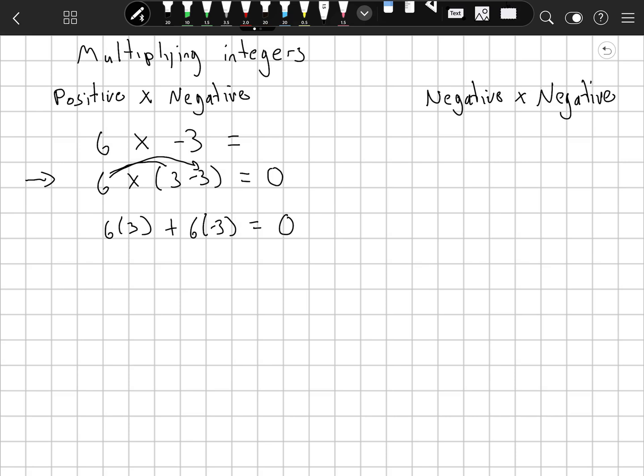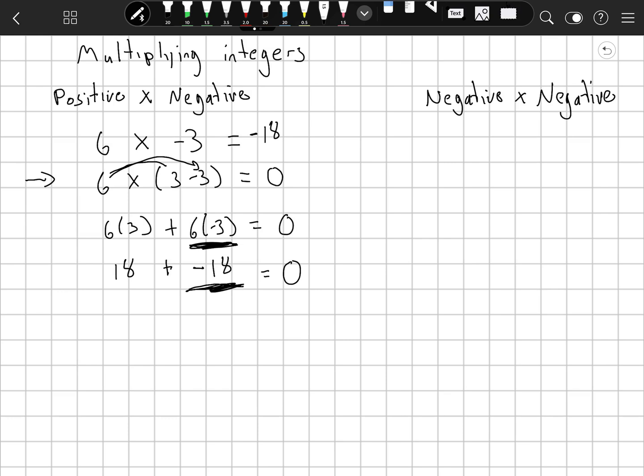And you know what 6 times 3 is? That's 18. And so my question for you is, 18 plus what number is 0? What number plus 18 is 0? If you said negative 18, you're right. And so 6 times negative 3 is equal to negative 18. And up here, a positive times a negative equals a negative. So 6 times negative 3 equals negative 18.